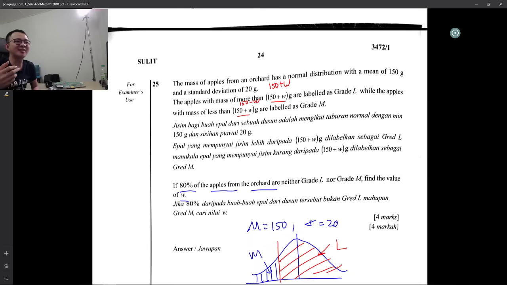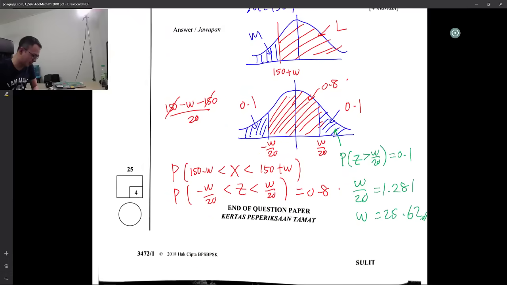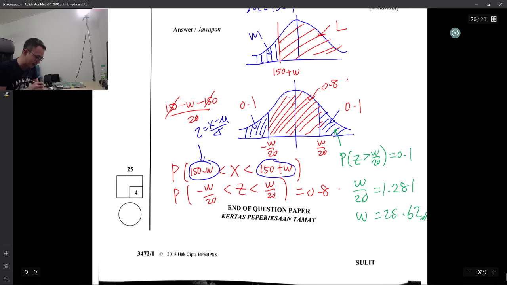How come Z less than W over 20 becomes Z more than? For over here, what I'm doing is applying the formula Z equals X minus mean over standard deviation. So for both of these values here, I subtract 150 and divide by 20. This is why I get both of these.